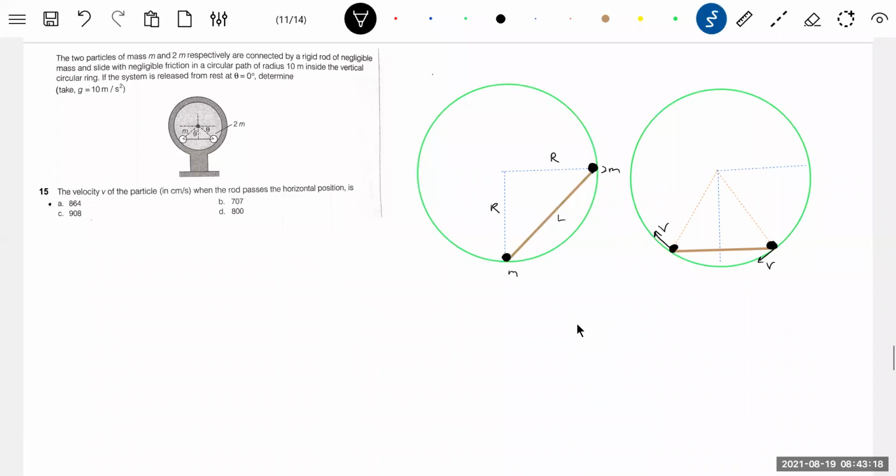We'll take this as, say, some angle phi. He's asking only that speed v. So this should be the 2m, and this should be the m. How to calculate that speed?